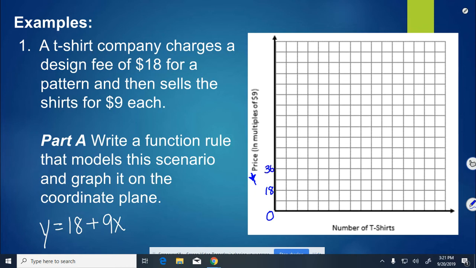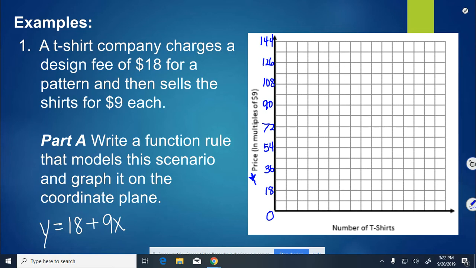I would do the next one. That would be 36 plus 9, which is 45. 45 plus 9 is 54. 54 plus 9 is 63. 63 plus 9 is 72. 72 plus 9 is, no, sorry, 81. 81 plus 9 is 90. 90 plus 9 is 99, plus 9 more is 108. 108 plus 9 is 117, plus 9 more is 126. And 126 plus 9 is 135, plus 9 more is 144. Okay, so we have that set up.